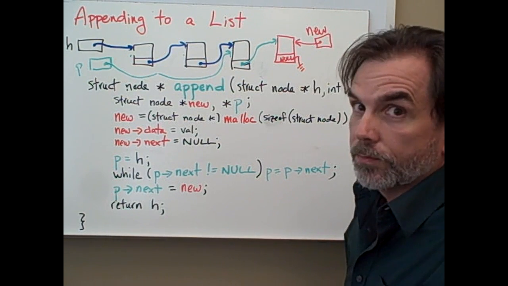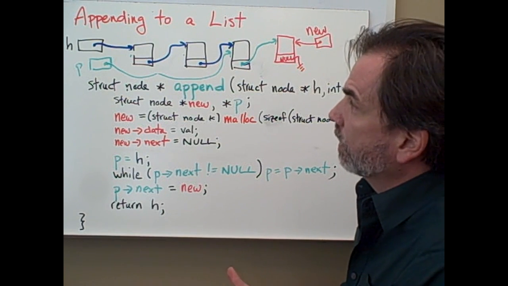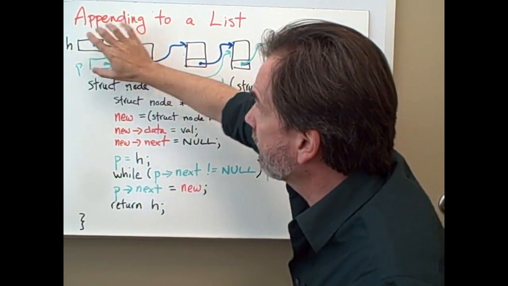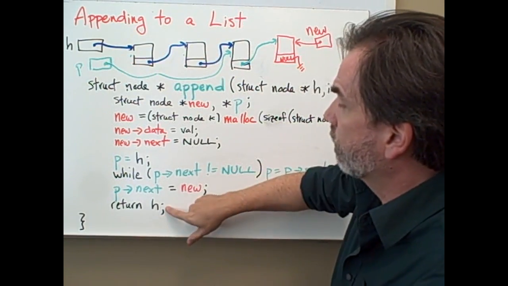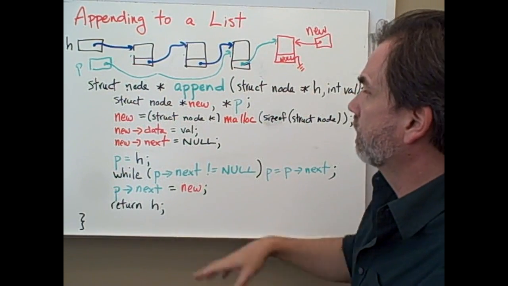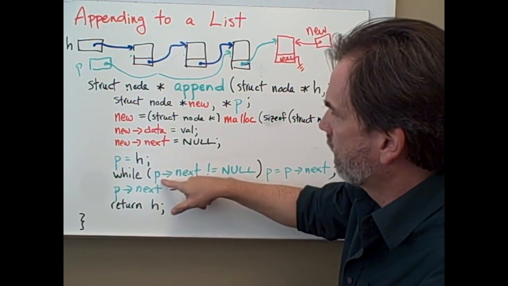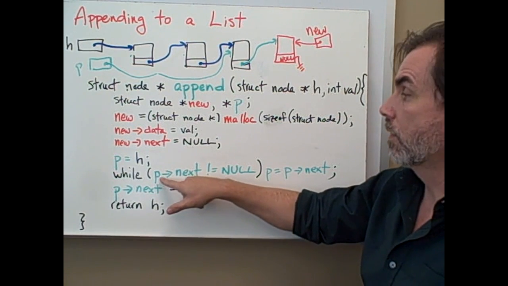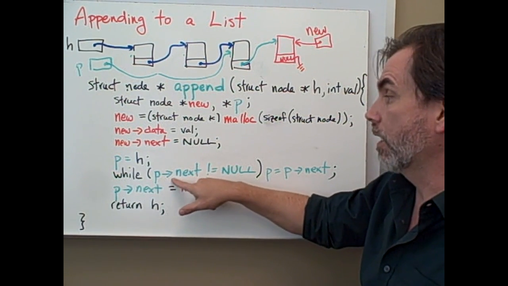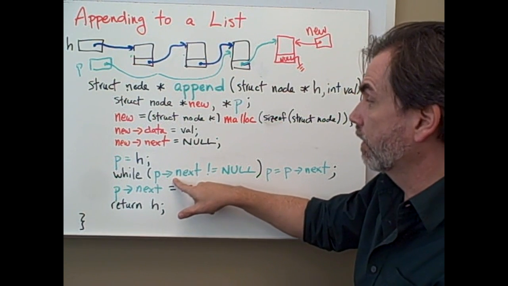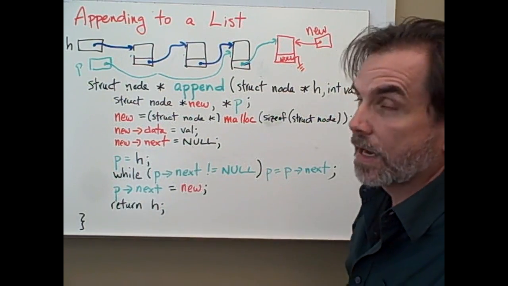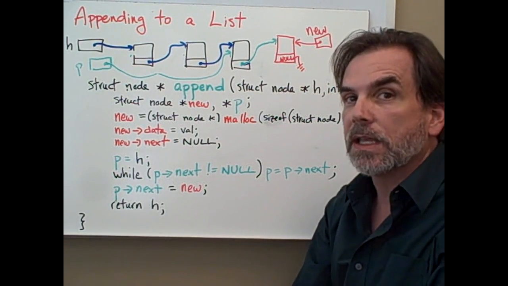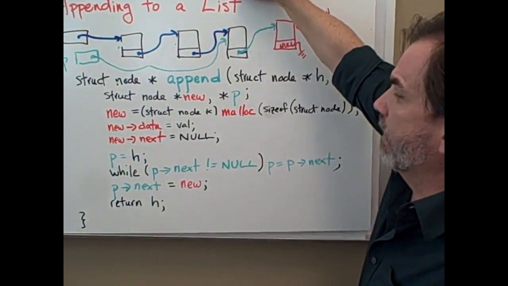But there's a problem. What if originally our list was empty? So if h were equal to null and none of these nodes existed, we would return h and we would create this node, and first of all we would get into trouble here because p would be null and p next would be a segmentation fault. Whenever we have a null pointer and we try to follow that pointer, we're going to get a segmentation fault. So this is not correct yet. We have to account for the case that h, when it's given to us, might be empty. H might be null. So how do we fix that?